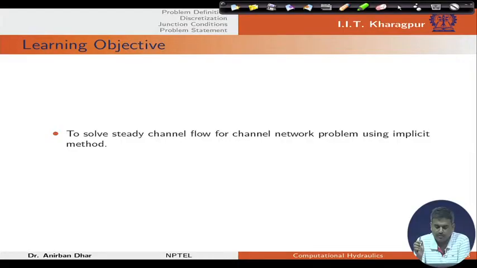What is the learning objective for this particular lecture class? To solve steady channel flow for channel network problem using implicit method. Again, we will be talking about the solution of nonlinear equation. This is not time implicit, this is implicit equation.